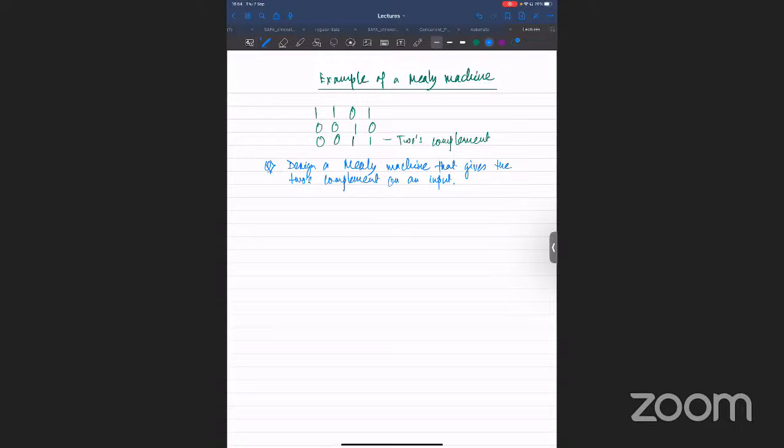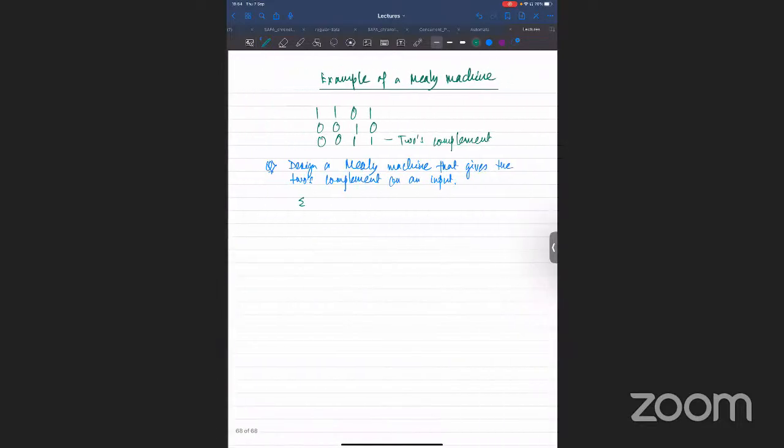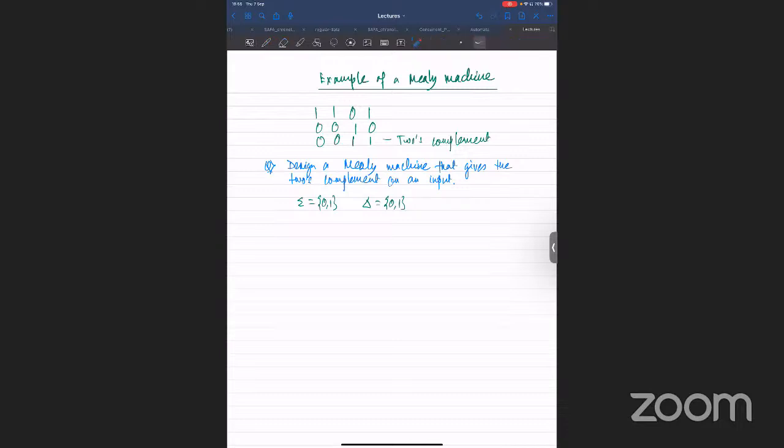Of course, your sigma is going to be 0, 1. Your delta is also going to be 0, 1. So look at the pattern, what is happening here? And then you can tell me what our evaluation is.